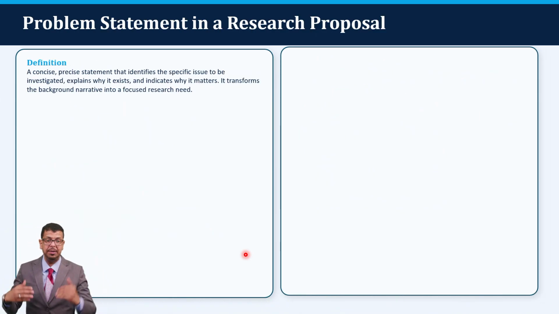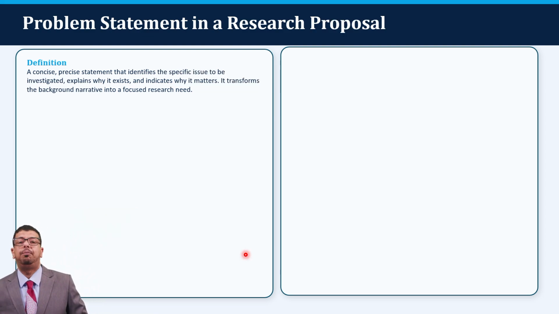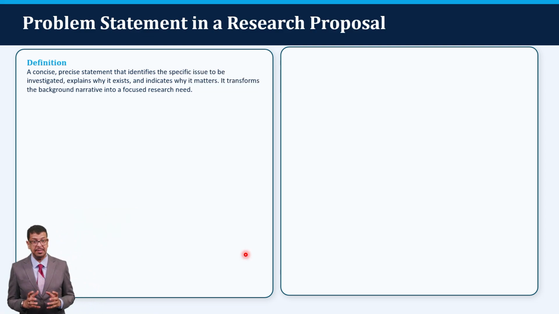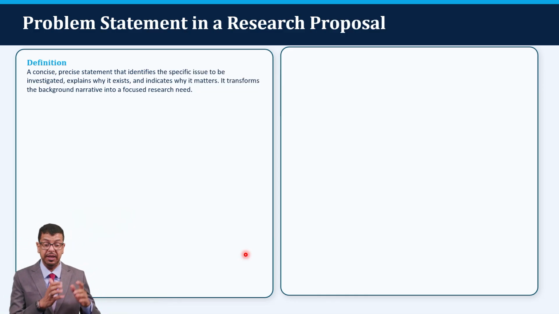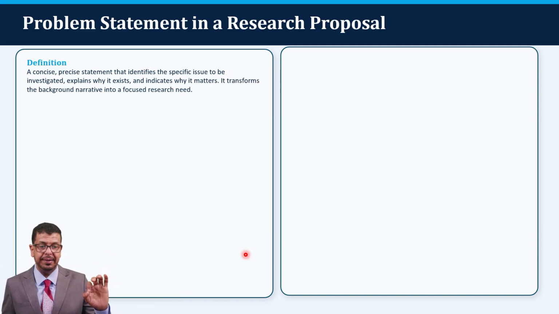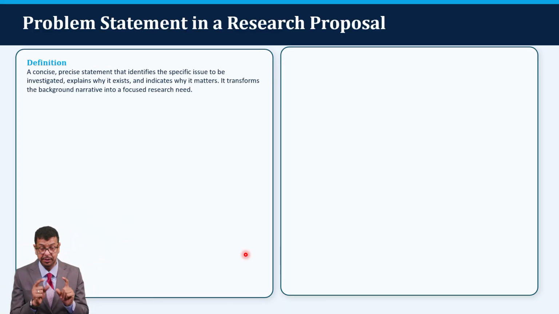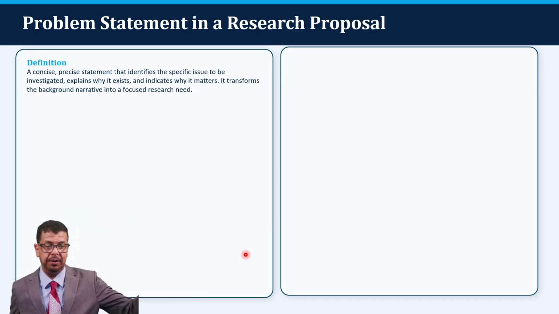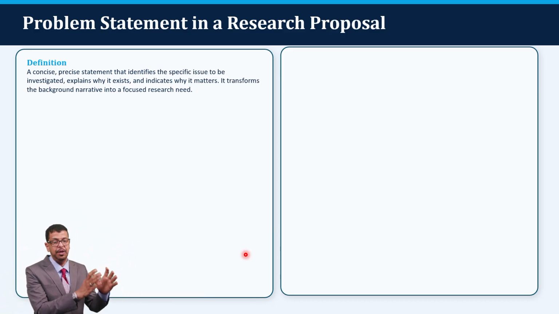Now let's go down to the problem statement of your research proposal. What is the problem statement? The problem statement is defined as a concise, precise statement that identifies a specific issue to be investigated. It should explain why the issue exists and indicate why this matters. The function of the problem statement is to transform the background narrative into a focused research need. You should clearly justify the need for your research.